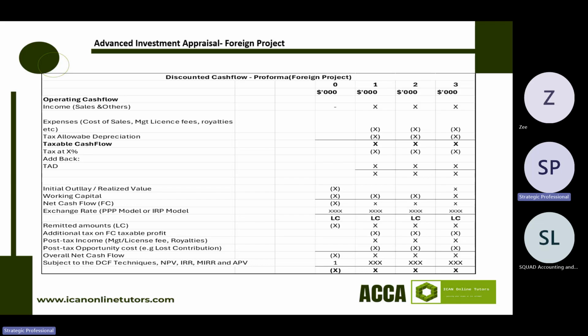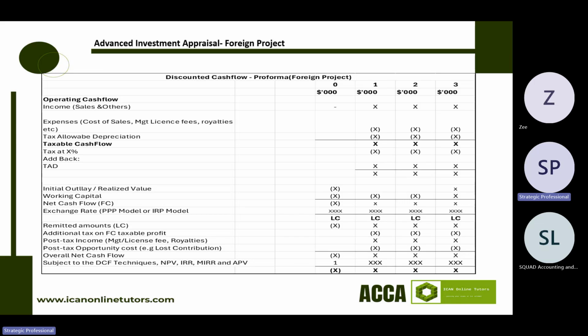So in a foreign operation pro forma template, we usually have the management license fee. We also have royalties, which are usually also paid. Those are the peculiar items in foreign projects. Also, after the tax allowable depreciation, you have your taxable cash flow, as you have it in the previous local pro forma template. We also have our tax, which will usually be at the country you are investing in.